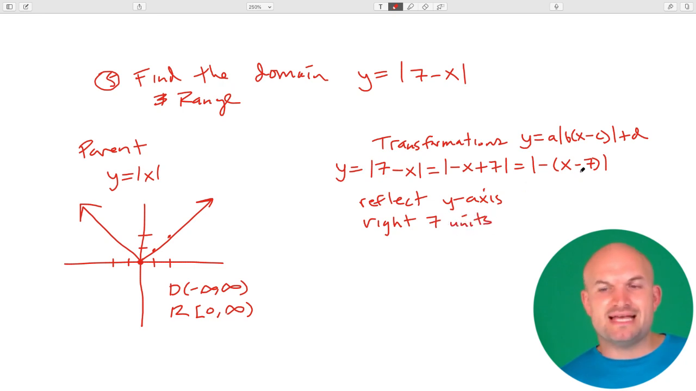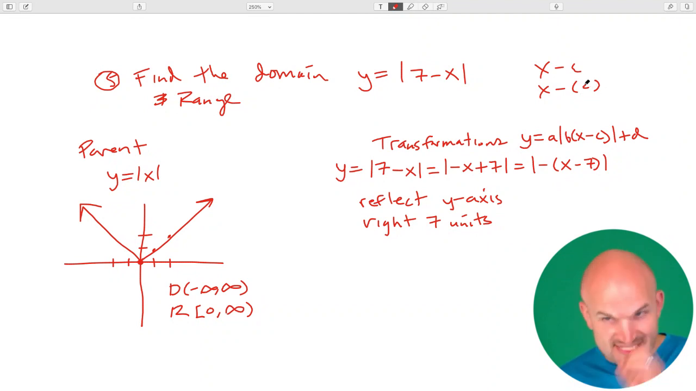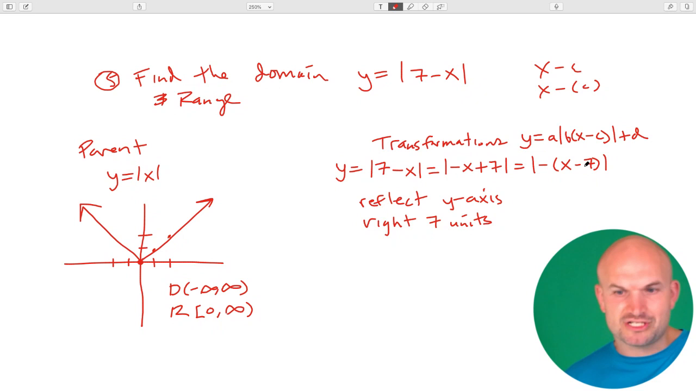So remember, when that's 7, it's x minus c, right? So c in that case is actually positive, right? When you do x minus 7, 7 is actually positive. That's why it's actually going to the right. The formula is x minus, but therefore it's just some things that you need to understand in that regard. All right, so we have right 7 units, good. Reflect the y-axis, got it.